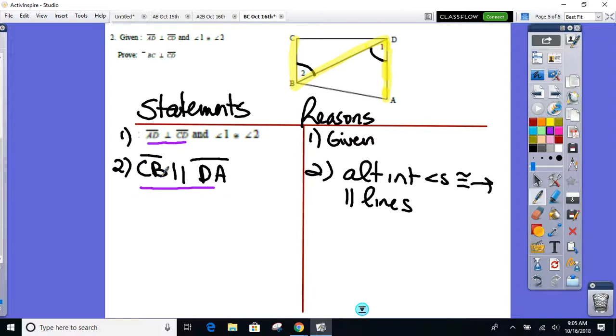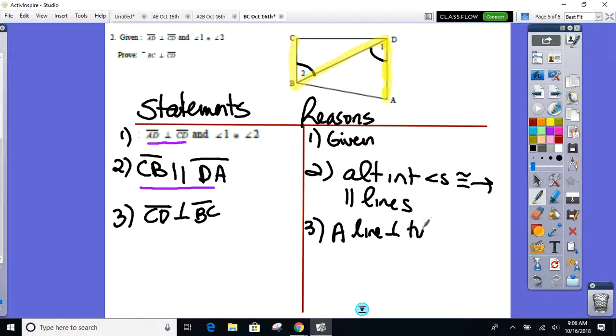CD and CB should be parallel or perpendicular. Read it through. A line perpendicular to 1 of 2 parallel lines is also perpendicular to the other parallel line. Yes, so I know that CD is perpendicular to BC or CB. And that's our third and final theorem I gave you today, which is a line perpendicular to 1 of 2 parallel lines is perpendicular to the other line.